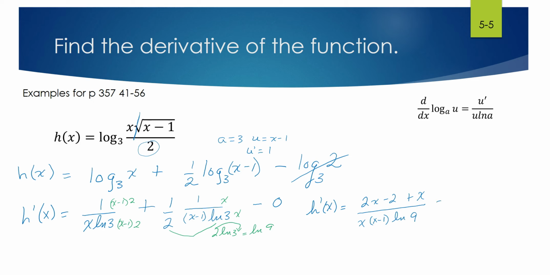Simplifying it just a little bit better, h prime of x is equal to 2x plus x, 3x minus 2, over x minus 1 ln 9. Not difficult, just keep it organized and you'll be fine. That's your final answer.